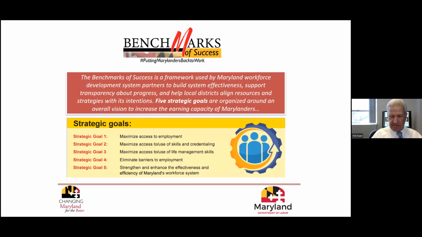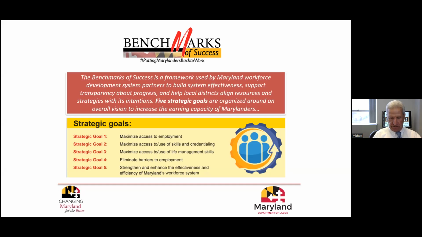Under Governor Hogan's leadership, Maryland's workforce system launched the Benchmarks of Success as a framework for guiding partners in working towards the shared goals and activities of the Workforce Innovation and Opportunity Act, also known as WIOA. The benchmarks of success allow partners to think systematically about how workforce services are delivered, whether services are reaching priority populations, where to eliminate gaps to create a more efficient, effective system, and how to build a more prepared, responsive workforce for Maryland's businesses.